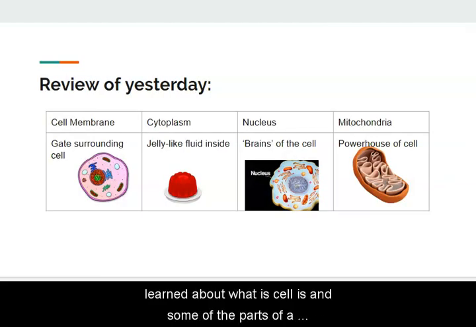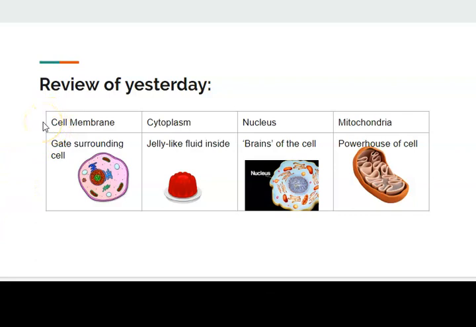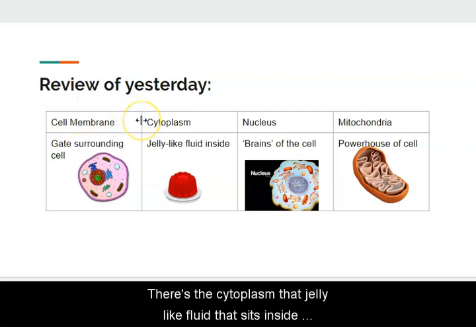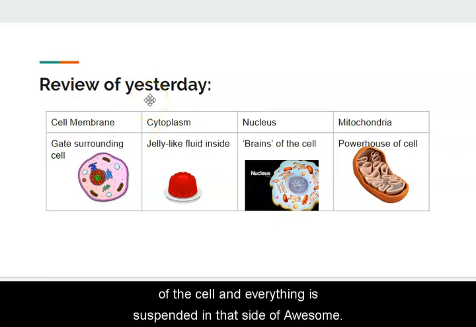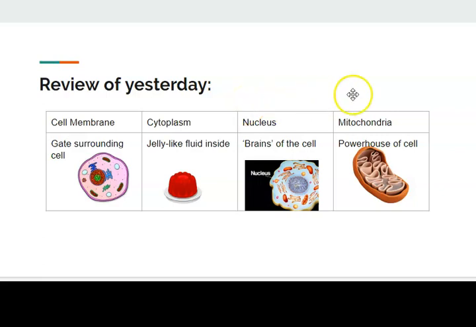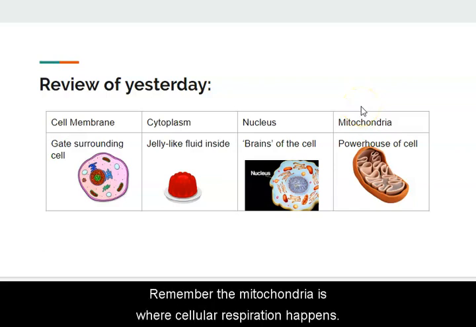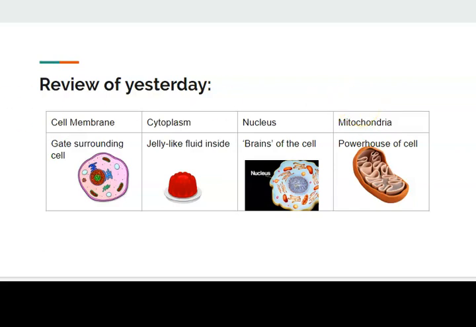Remember yesterday we learned about what a cell is and some of the parts of a cell, including the cell membrane, which is that gate that surrounds the cell. There's the cytoplasm, that jelly-like fluid that sits inside of the cell and everything is suspended in that cytoplasm. The nucleus, which is the brains of the cell, tells everything what to do. And the mitochondria, which is the powerhouse. Remember, the mitochondria is where cellular respiration happens.